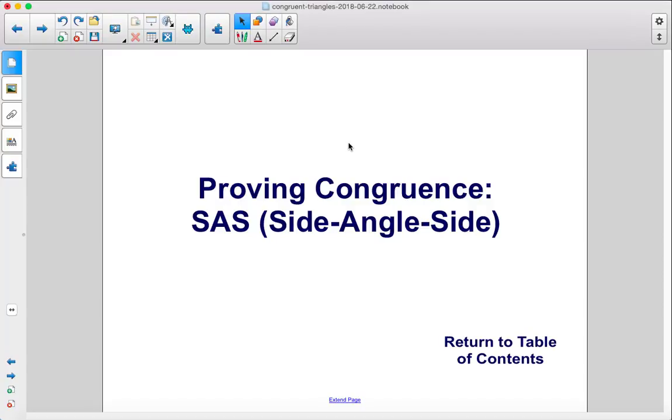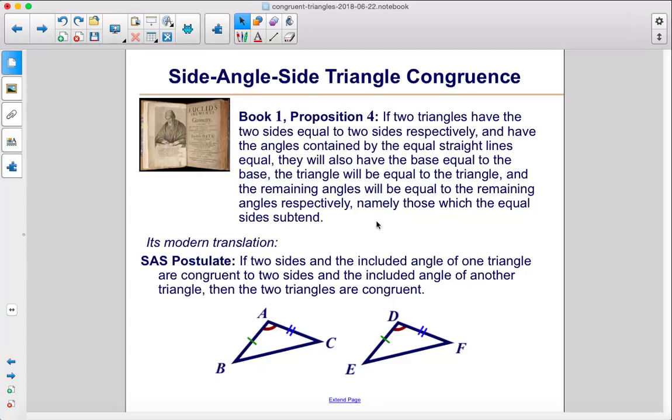Proving congruence, side-angle-side. Book 1, Proposition 4. If two triangles have the two sides equal to two sides respectively, and have the angles contained by the equal straight lines equal, they will also have the base equal to the base, the triangle will be equal to the triangle, and the remaining angles will be equal to the remaining angles respectively, namely those which the equal sides subtend.